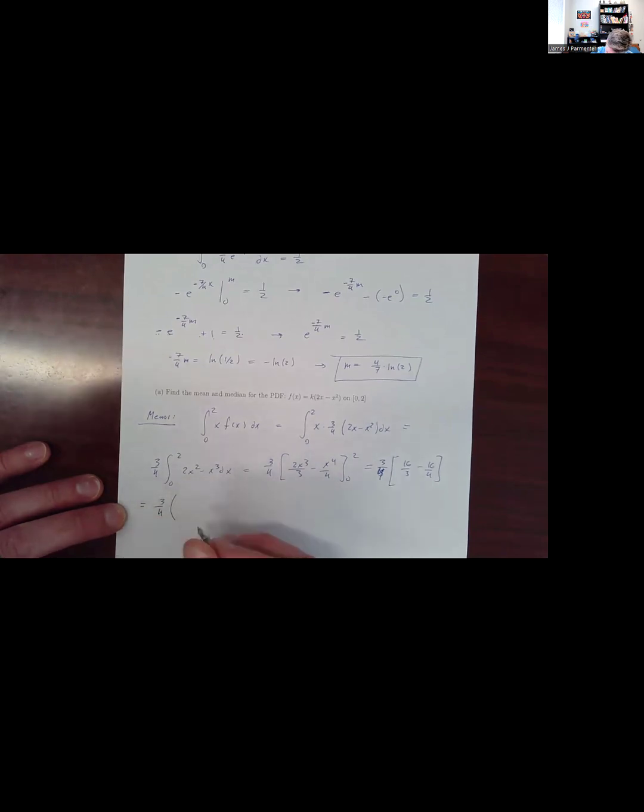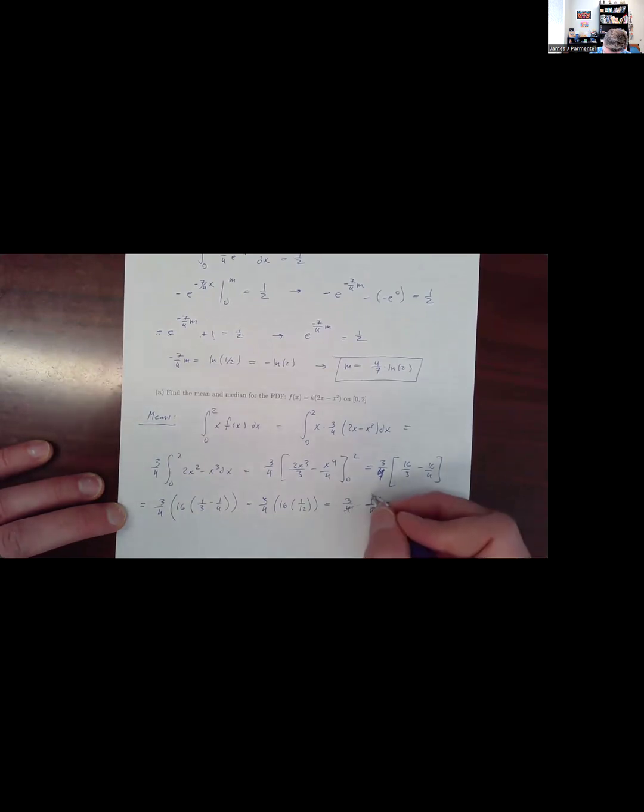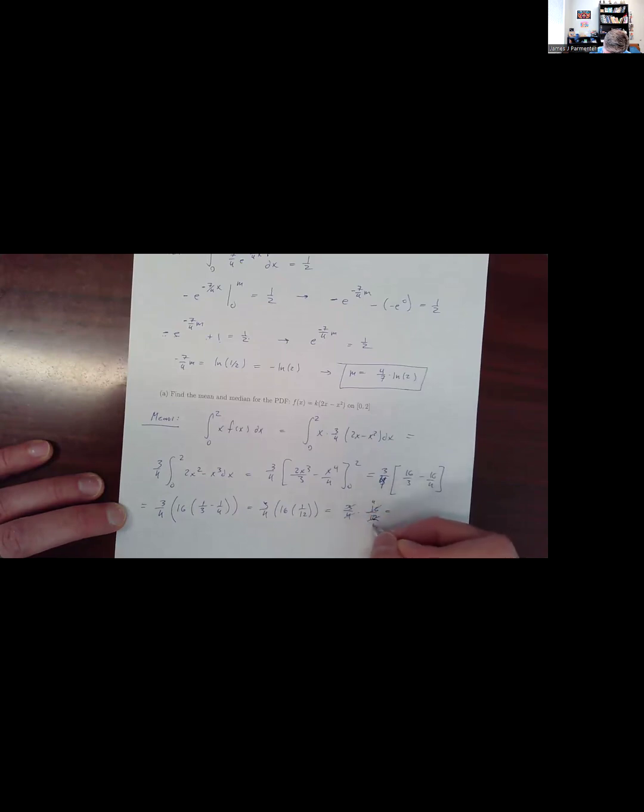It ends up equaling 3/4 times 16 times 1/3 minus 1/4. That's 4/12 minus 3/12, which is 1/12. We end up with 3/4 times 16/12, which ends up being 1. The 16 over 4 is 4, 3 over 12 is 1/4, and 4 over 4 is 1. So the mean is 1.